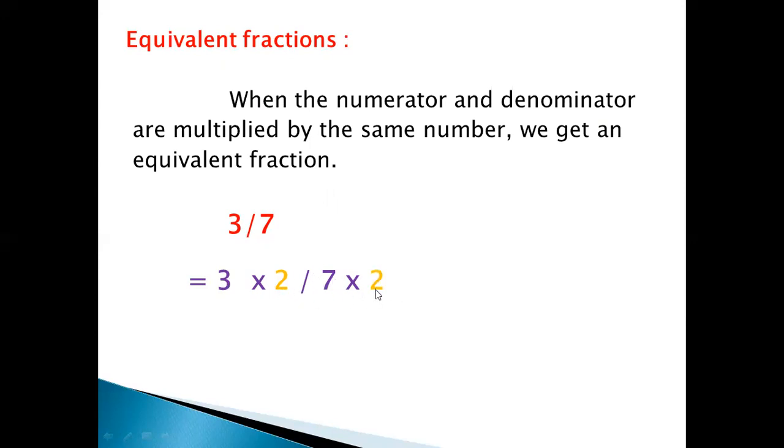Same number. I'm using the same number to multiply these two. 3 multiplied by 2, 7 multiplied by 2. So what will be the answer? Answer will be 3 2s are 6 on top and 7 2s are 14 as a lower number. So these 3 over 7 and 6 over 14 are the equivalent fractions. If you multiply the numerator and the denominator by the same number, you will get the fraction that is equivalent to this fraction.